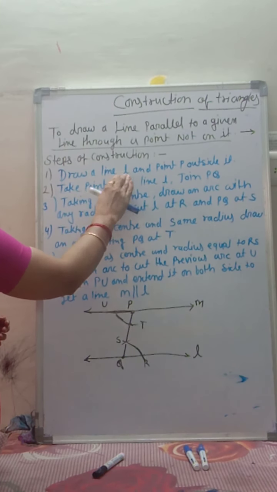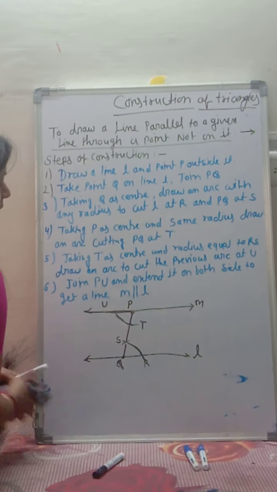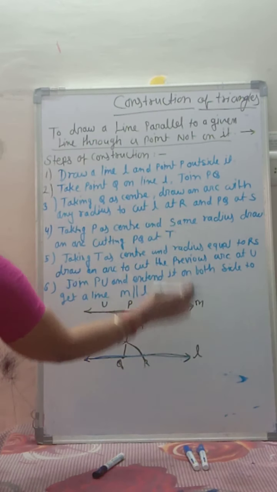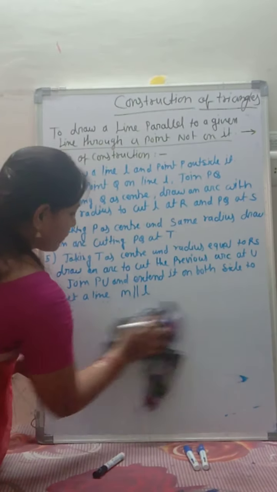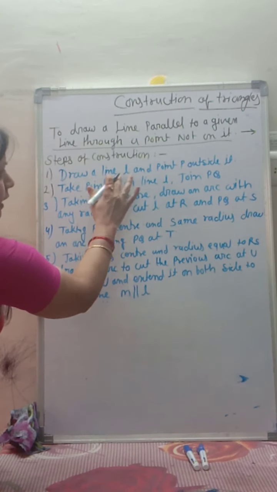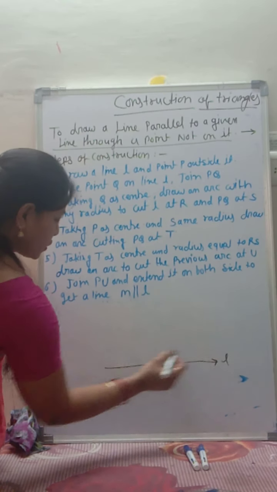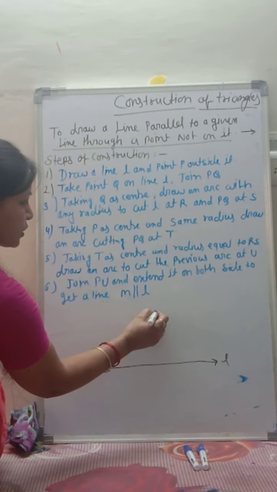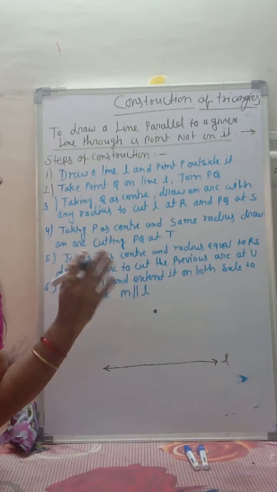First, draw a line L and a point P outside it. Here we draw a line L, and the point P is outside. Outside means you take a point outside of this line. Above or below, you can choose.